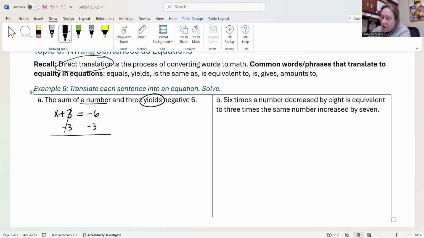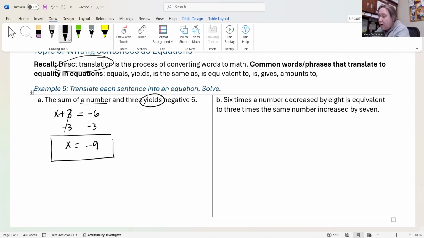And then x plus 0 is just x. And then on the right, if you haven't mastered your adding and subtracting of signed numbers, keep working at it, but -6 minus 3 is -9. So when we talk about the sum of a number and 3 and it yields -6, that number we now know to be -9. Okay?